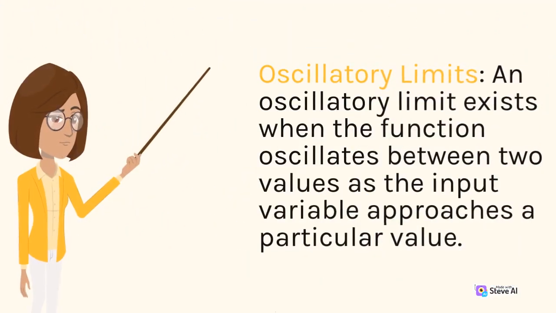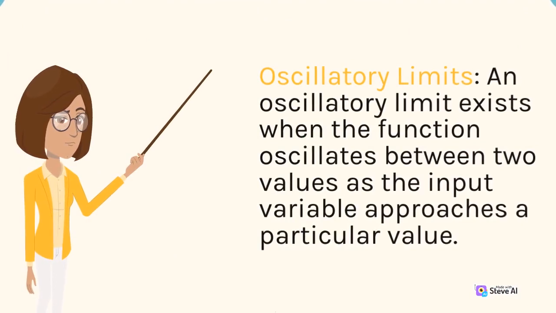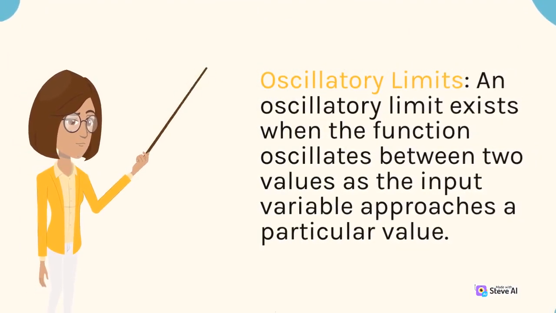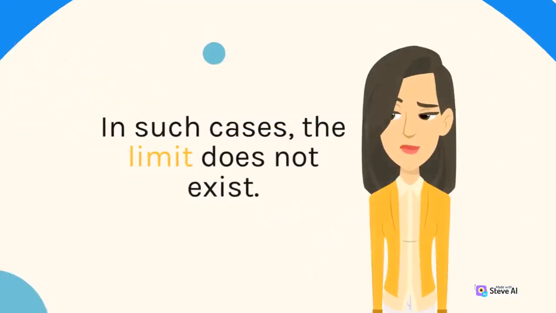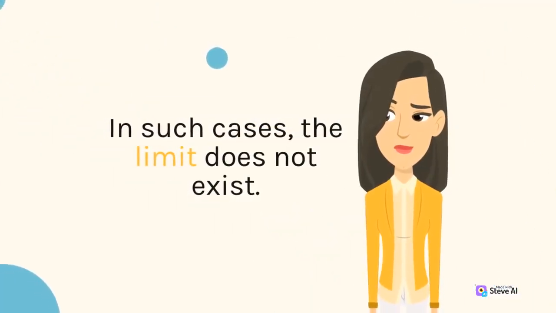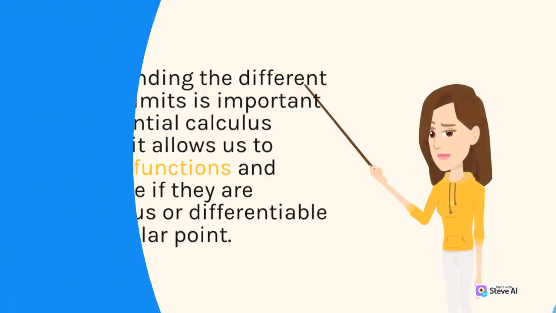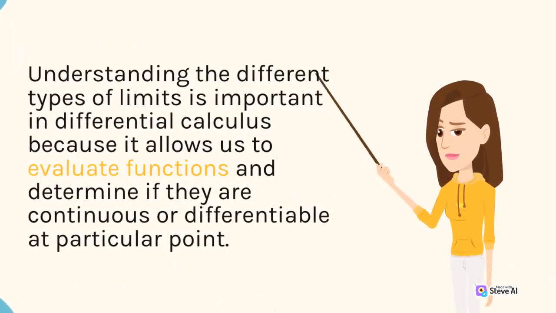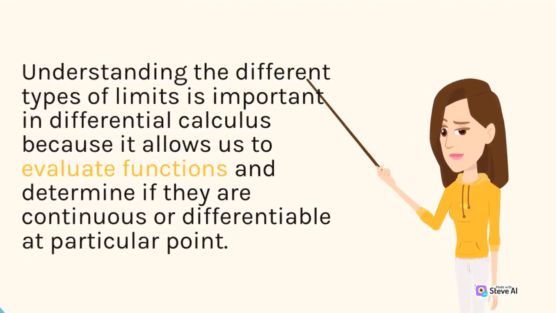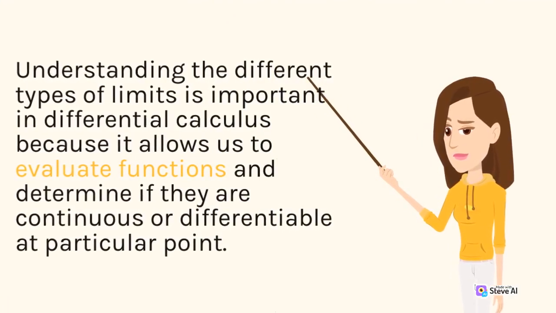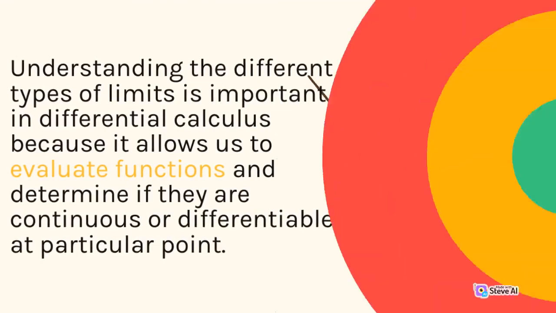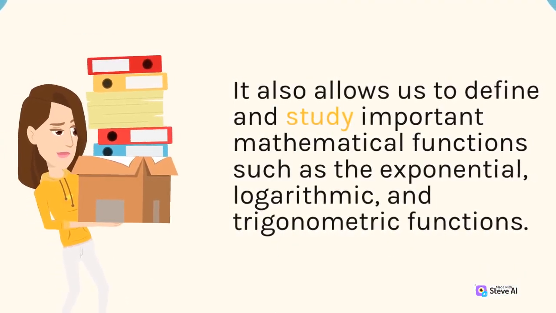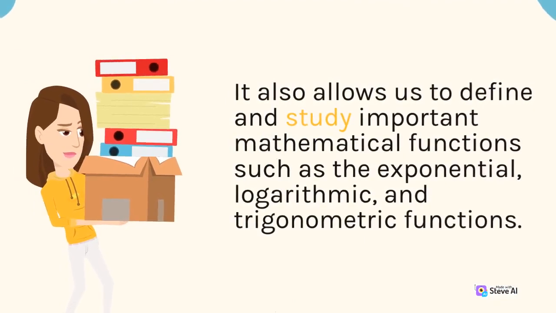Oscillatory limits. An oscillatory limit exists when the function oscillates between two values as the input variable approaches a particular value. In such cases, the limit does not exist. Understanding the different types of limits is important in differential calculus because it allows us to evaluate functions and determine if they are continuous or differentiable at a particular point. It also allows us to define and study important mathematical functions such as the exponential, logarithmic, and trigonometric functions.